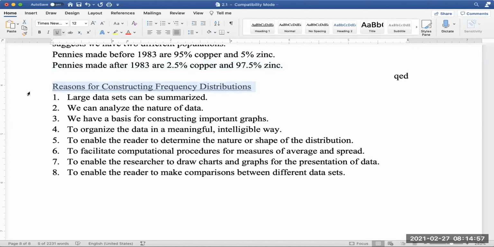Reasons for constructing frequency distributions. Large data sets can be summarized, so we can analyze the nature of the data. We have a basis for constructing important graphs to organize the data in a meaningful and intelligible way, to enable the reader to determine the nature or shape of the distribution, to facilitate computational procedures for measures of average and spread, the measures of central tendency and the measures of dispersion, to enable the researcher to draw charts and graphs for the presentation of data, to enable the reader to make comparisons.